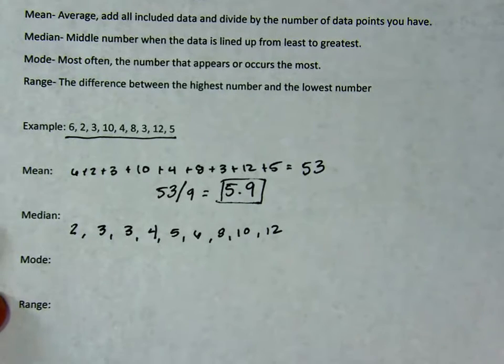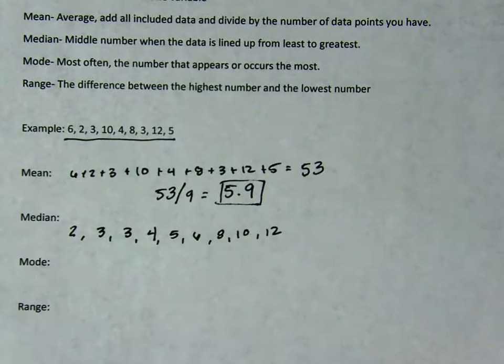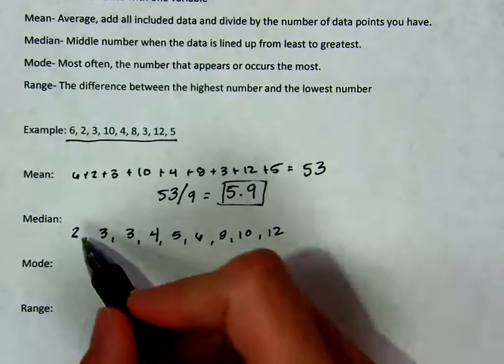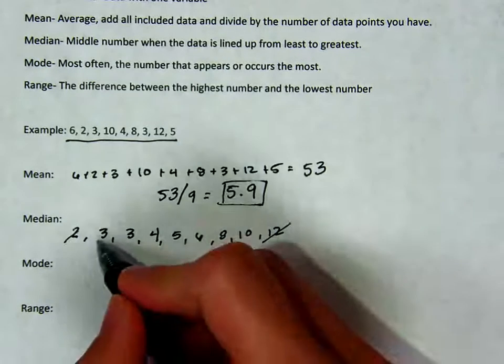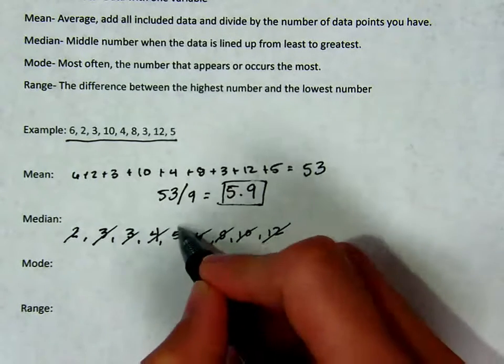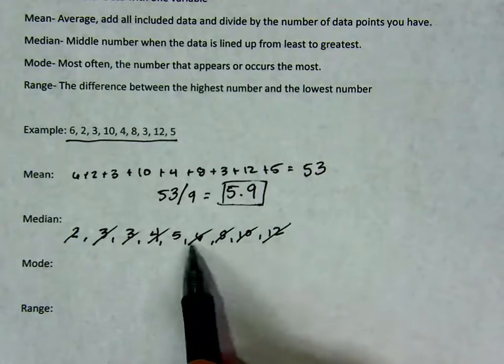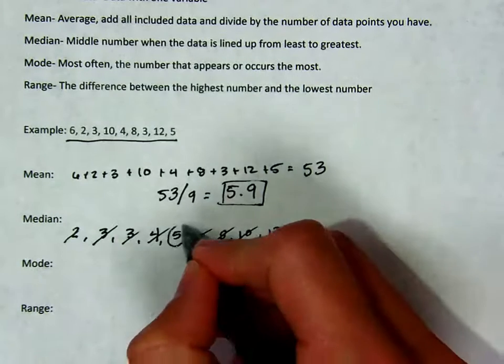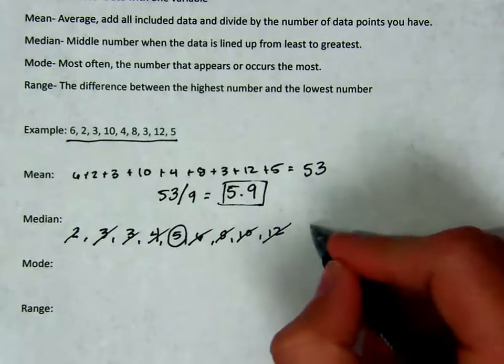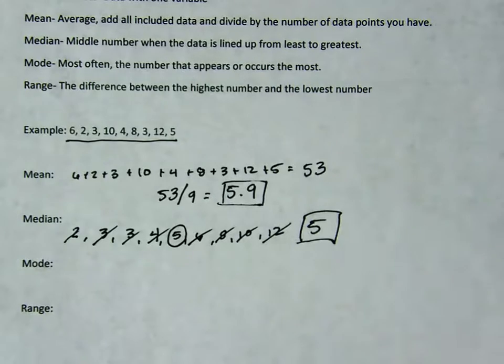Perfect. Okay, so median. What I like to do is just cross out one from each side until I get to the middle. So 1, 2, 3, 4. I've crossed out 4 on this side, 4 on this side. My middle number is 5. So my median, pretty simple, is 5.